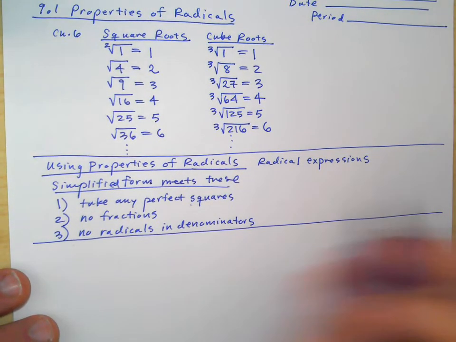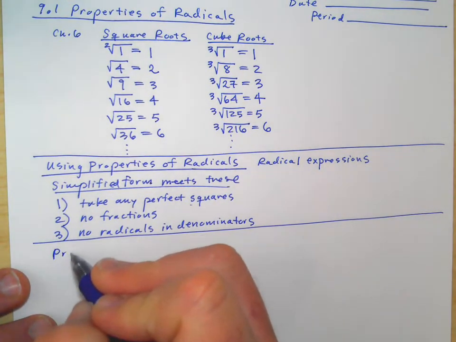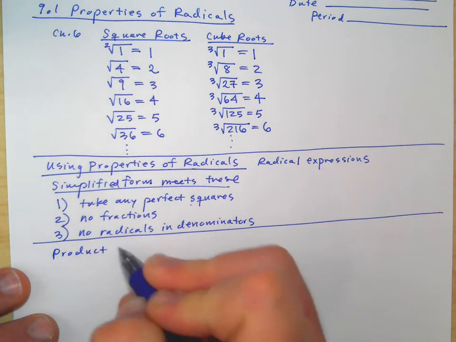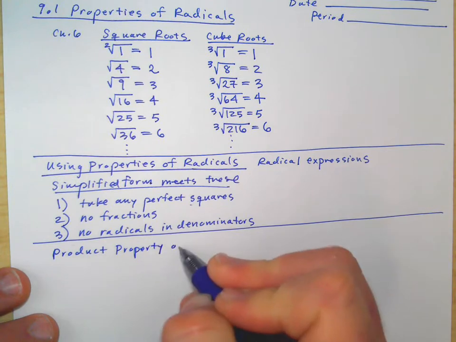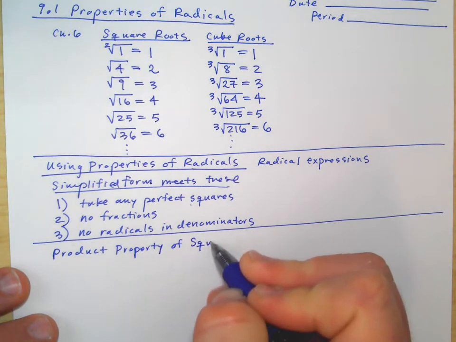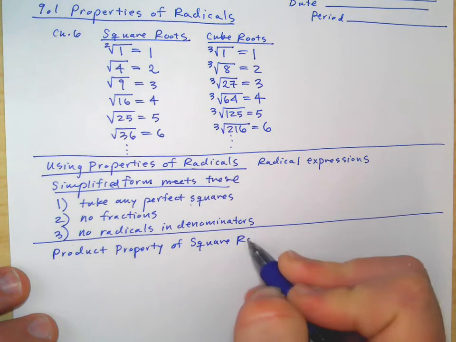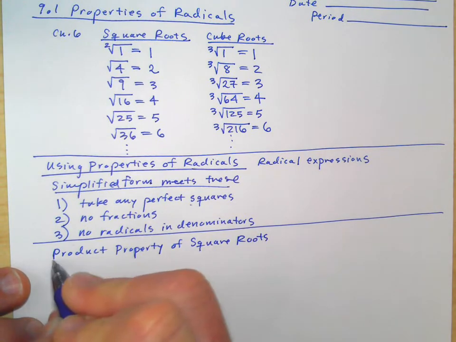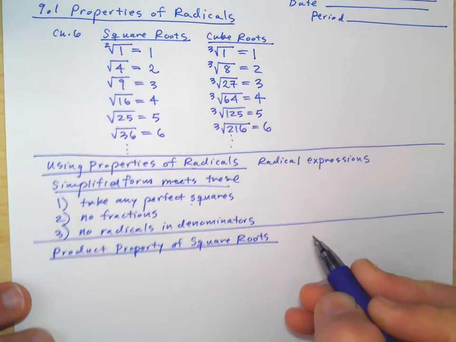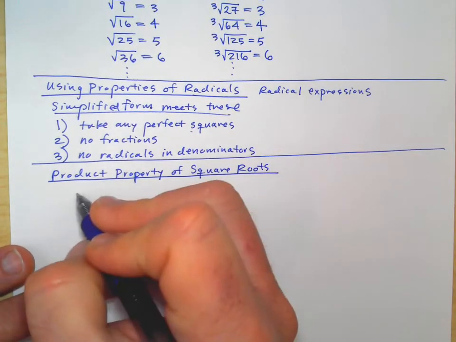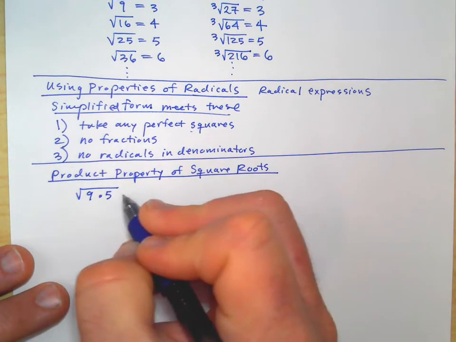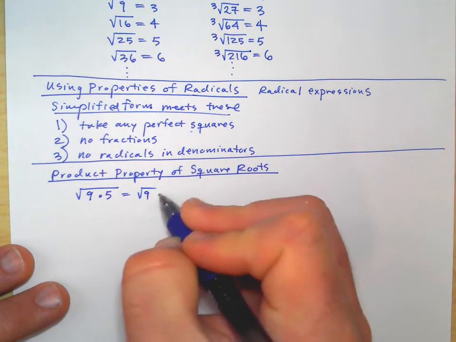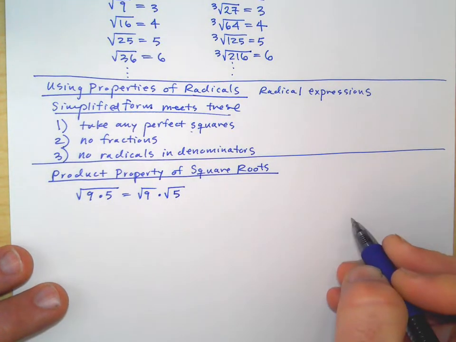So the first one is going to be the product property of square roots. Now, product is when you multiply things. And so what it says is if you have multiple things inside being multiplied, you can break them up into separate square roots. You can do that.